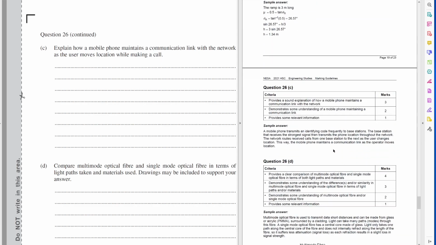Let's see what they wrote. Mobile phones transmit identifying code frequency to the base station that receives the strongest signal. Yeah, look, I don't love this one any more than what I said. Identifying codes isn't a really interesting part of that. I'd say it's on the edge of the scope of the HSC. But, here we are. Scope of the syllabus.